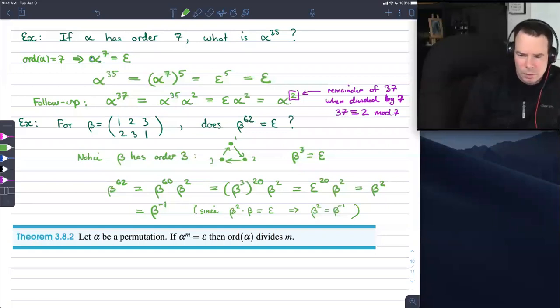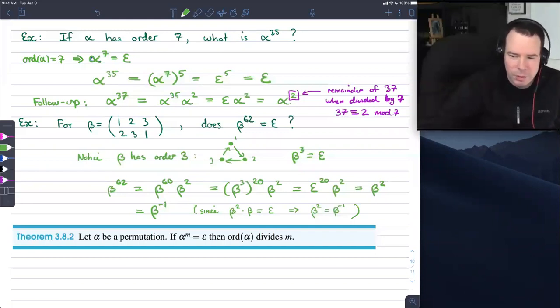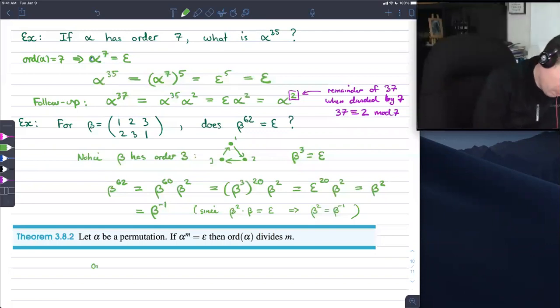The last result, which is a theorem, says that if alpha is a permutation, and if alpha raised to the power m is the identity, then the only way that could happen is if the order of alpha divides m. So another way to say this is the only powers that kill alpha are multiples of its order.